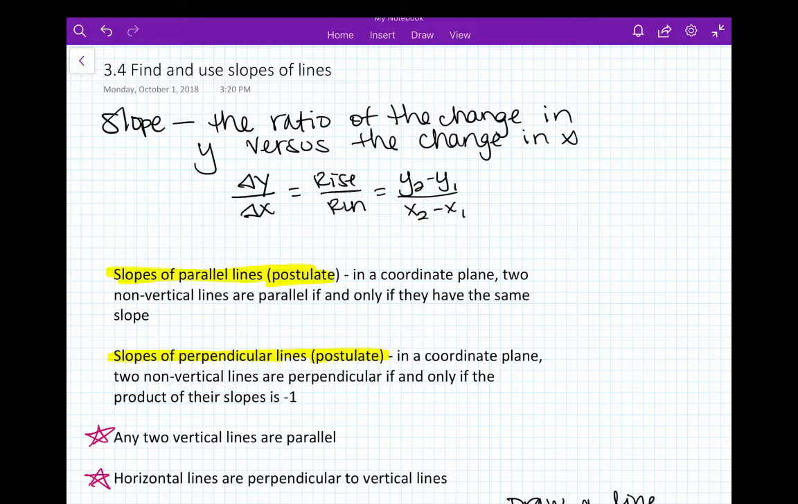So there's three different ways to think about slope here. We have change in y over change in x, which is the same as rise over run, which is the same as the difference in the y values over the difference in the x values. So when you have ordered pairs, this last method is the easiest way to do that.